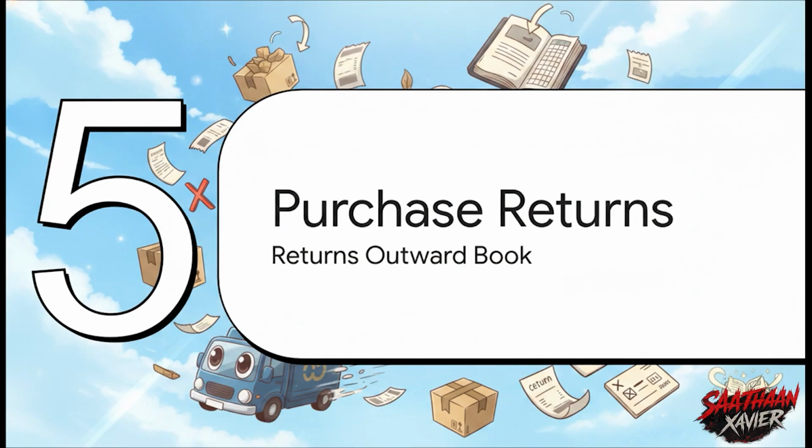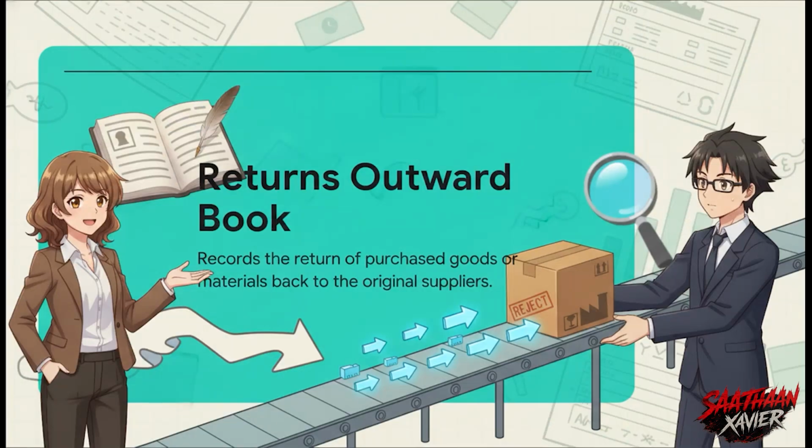Moving right along to Section 5, handling purchase returns. Sometimes things don't go as planned, right? Goods arrive damaged, or it's just the wrong item entirely. That's where the returns outward book comes in, also known as the purchase returns book. The rules for this book are completely identical to the purchases book, just moving in the exact opposite direction. You're sending goods outward from your warehouse back to the supplier. You use the exact same formatting and logic here that you used when you originally bought the goods.